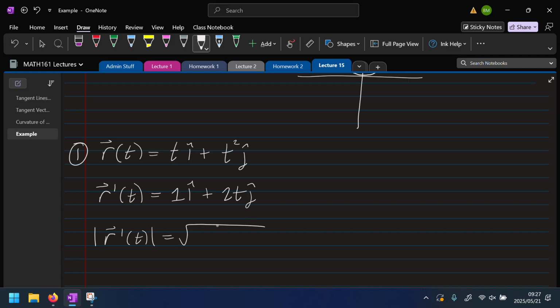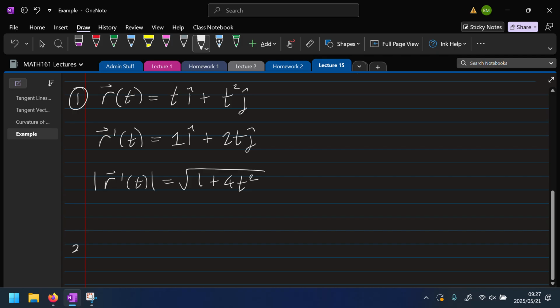So that's going to be the square root of 1 plus 4t squared. Okay, so we've got the velocity vector and we have the speed. Step 2, we want to find the unit tangent vector. So that is the velocity divided by the speed. Okay, so again, that's the velocity from line 2 divided by the speed in line 3.